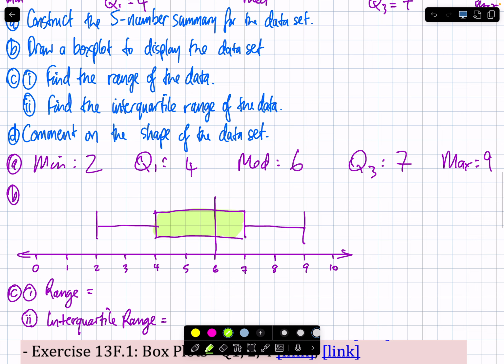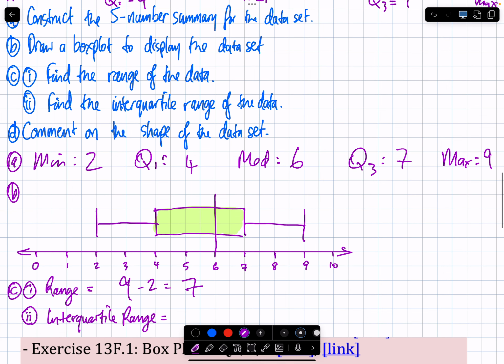Find the range of the data. Range was max take min. What's the maximum here? According to this graph, where's the max? 9, good. Take away, what's the minimum? 2. So the range is going to be 9, take 2, which is 7. There's a spread of 7 in this data.